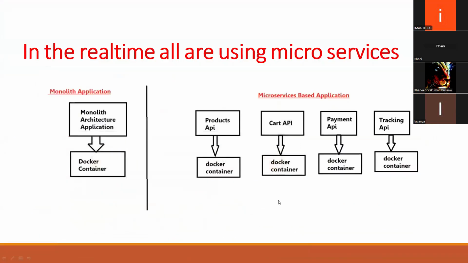So I want to deploy a products API. Once you select the product, you need the cart API; you need to add it to the cart. Once you add it to the cart, we need to do the payment. Then payment is one service. Once the payment is done, we track the item: whether it is shipped or not, when it will come, right? These all are microservices-based applications.